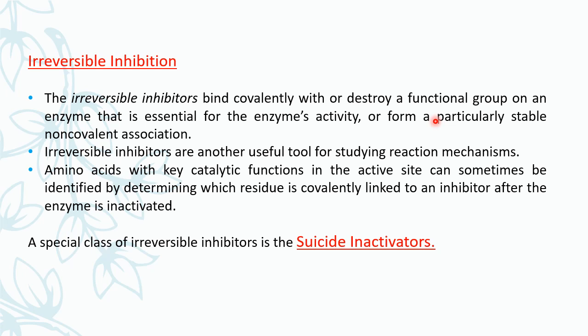Now, irreversible inhibitors are another useful tool for studying reaction mechanisms. What is the importance of studying enzyme inhibition? We have discussed that we can delineate the metabolic steps of a process. These irreversible inhibitors are also useful for studying reaction mechanisms. Okay, amino acids with key catalytic function in the active site can sometimes be identified by determining which residue is covalently linked to an inhibitor after the enzyme is inactivated.